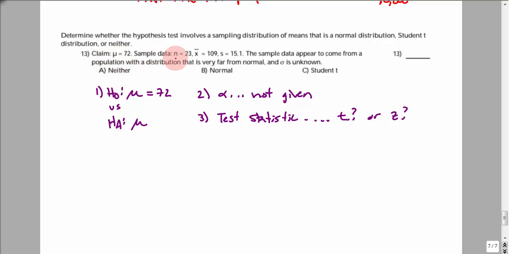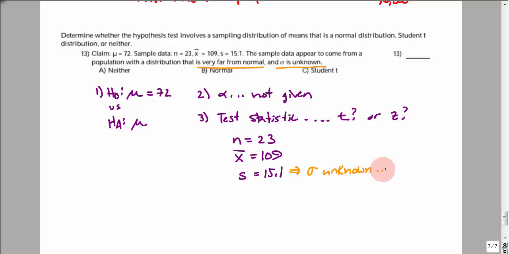Now, the claim is about the mean. Sample size is 23. So x bar is 109. Sample standard deviation is 15.1. The sample data appear to come from a population with a distribution that is very far from normal. Okay, and sigma is unknown. So first of all, if we know s, sigma is unknown. So as soon as sigma is unknown, we know it's not the normal. So we can throw that one out.